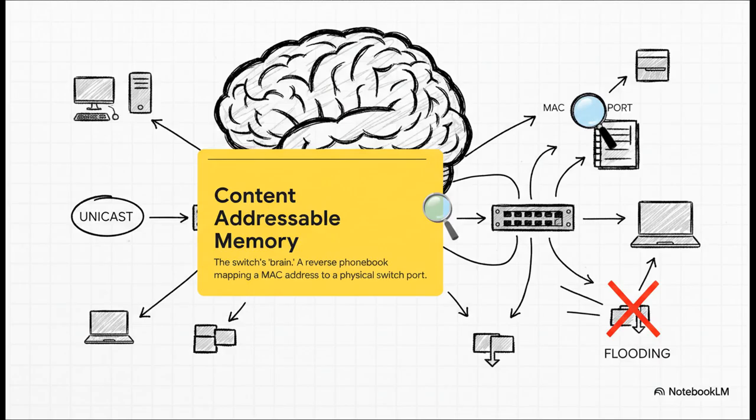Okay, so let's talk about the brain of this thing. It's the CAM table, sometimes called the MAC address table. The best analogy? It's like a reverse phone book. Instead of looking up a name to get a number, the switch looks up a destination MAC address to find the exact physical port it needs to send the data to. This is what makes those precise one-to-one, or unicast, conversations possible, instead of just flooding everything to everyone all the time.